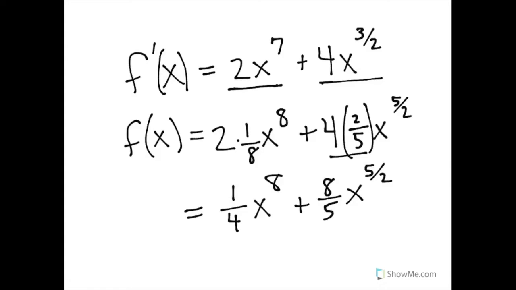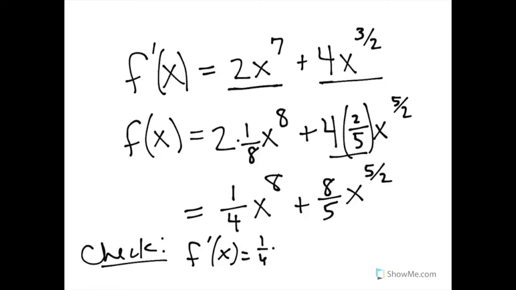Okay, how do you check your work? Well, take the derivative of what you get at the end, and what you should get for your derivative looks exactly like, at the very beginning, what we called f prime. So let's just check it. So check. When we take the derivative here, f prime should look like, let's see, 1/4 times 8 times x to the 7th.